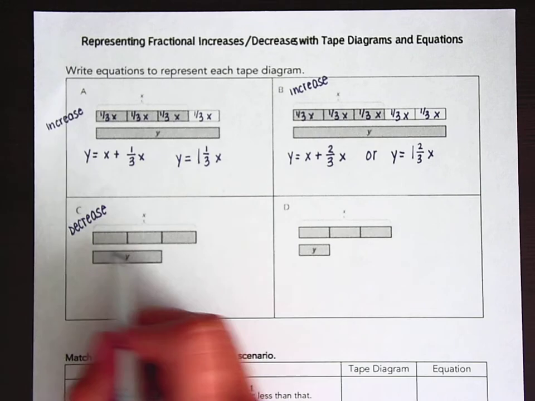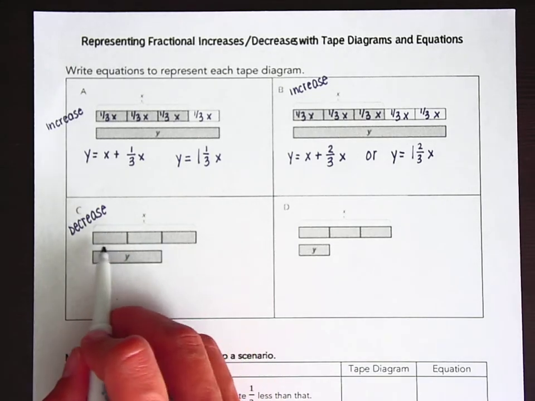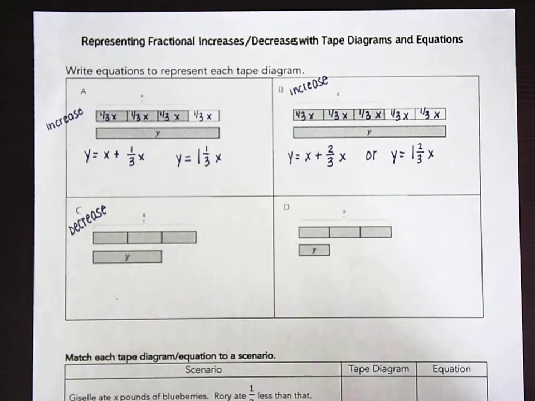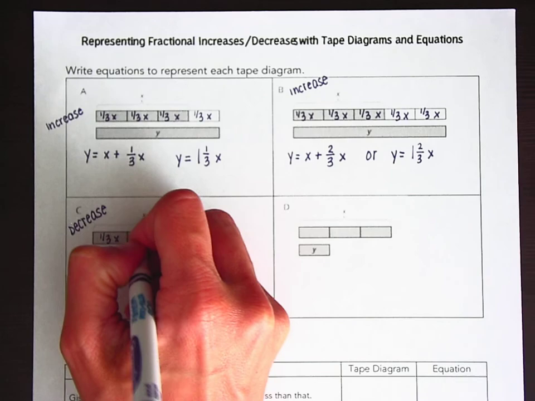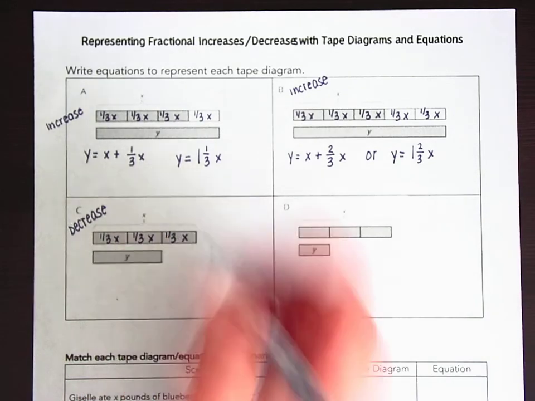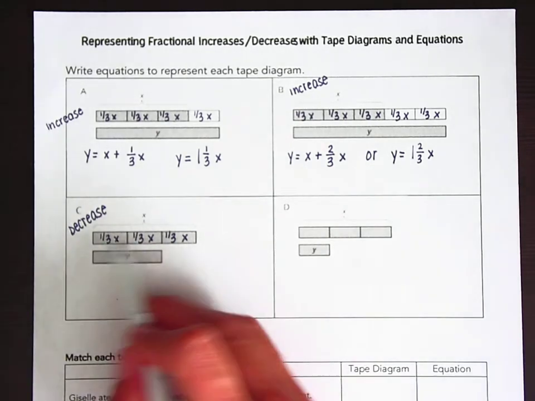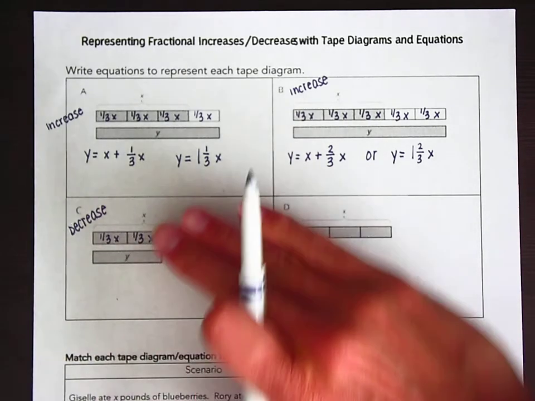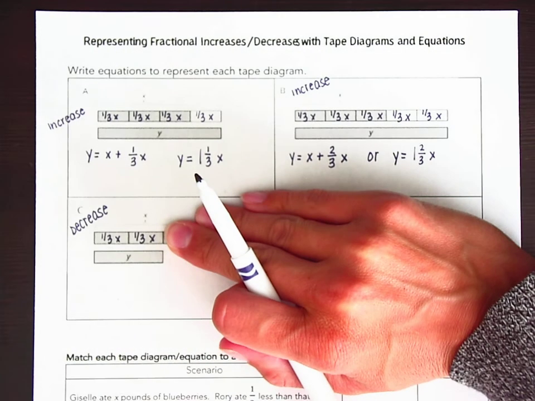So we take a look and we know this whole bar up top is representing x. Again, it's split into three boxes, which tells us that each box represents 1/3 of x. So we know that in order to make this the same length as y, we have to take away one of those thirds of x.